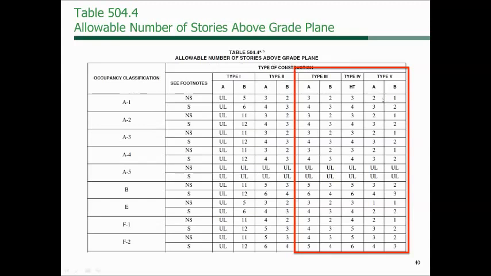this provides a table for the allowable number of stories above grade depending on the occupancy and the type of construction. And you'll see, for example, for a business occupancy and type 3 or type 4 or type 5 construction, NS is no sprinklers and S is sprinklers. For business occupancy, you can go up to 5 stories in type 3A construction. And then you gain a story going up to 6 stories with type 3 construction.